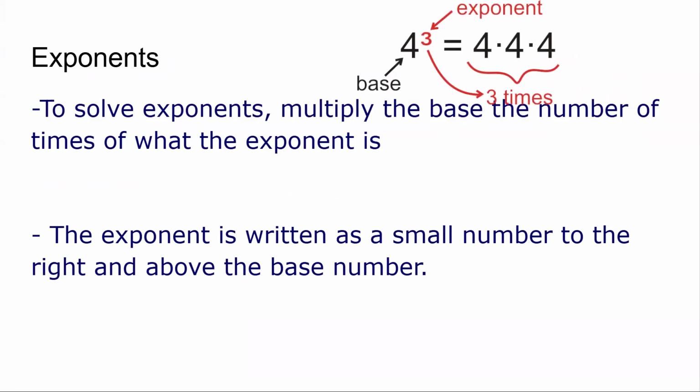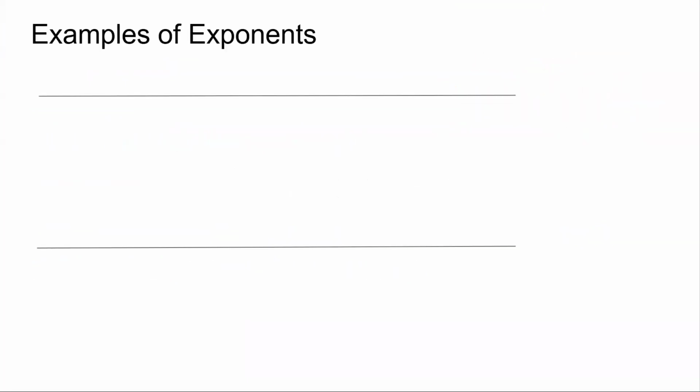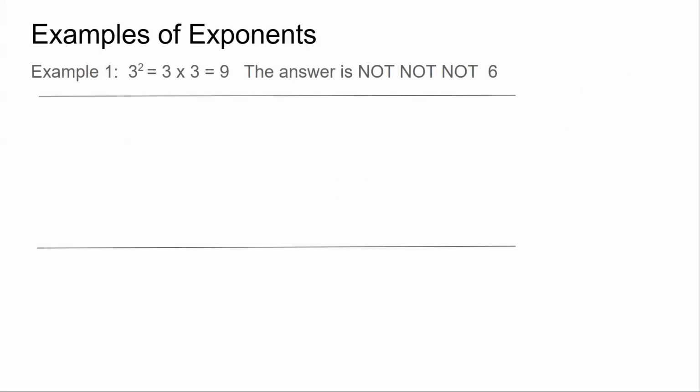Here's an example. 3 is the exponent and 4 is the base. Here are some examples. 3 to the second is known as 3 squared, and 3 times 3 is 9. It is not 6. You do not do 3 times 2.